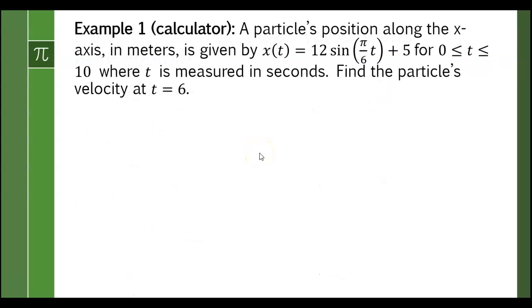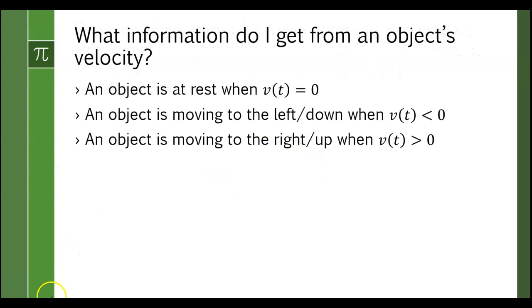So calculator question, a particle's position along the x-axis in meters is given by x of t equals 12 sine of pi over 6 t plus 5 from 0 to 10, where t is measured in seconds. Find the particle's velocity at t equals 6.